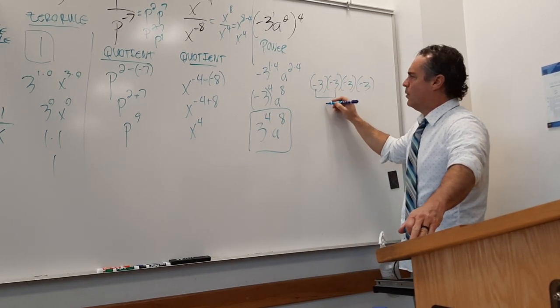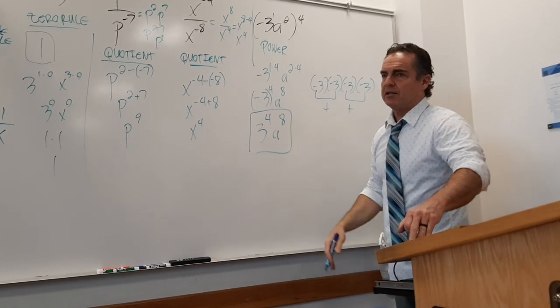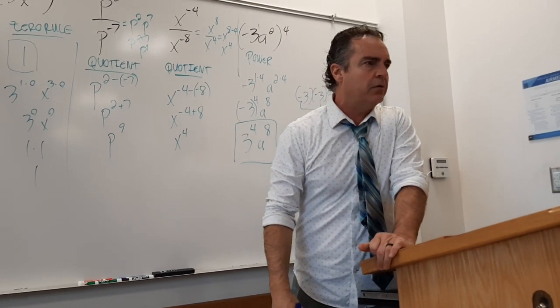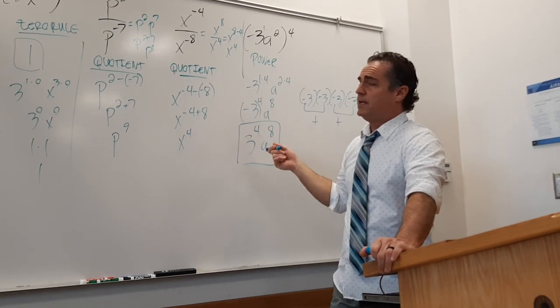Well, these two negatives make a what? Positive. And these two negatives make a what? Positive. And that makes the answer a positive answer. And a positive answer is definitely considered more simplified than a negative answer. So you've got to remember that. That's a really powerful thing we wanted to review before we take the test.